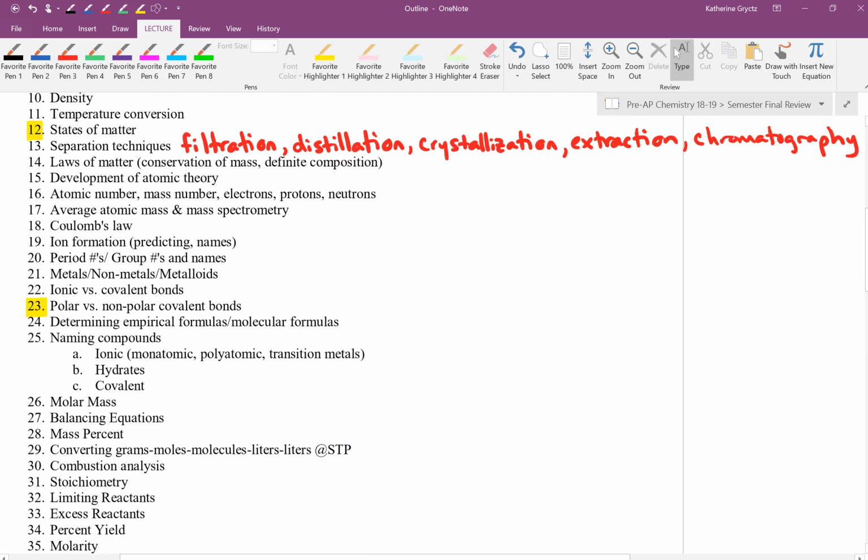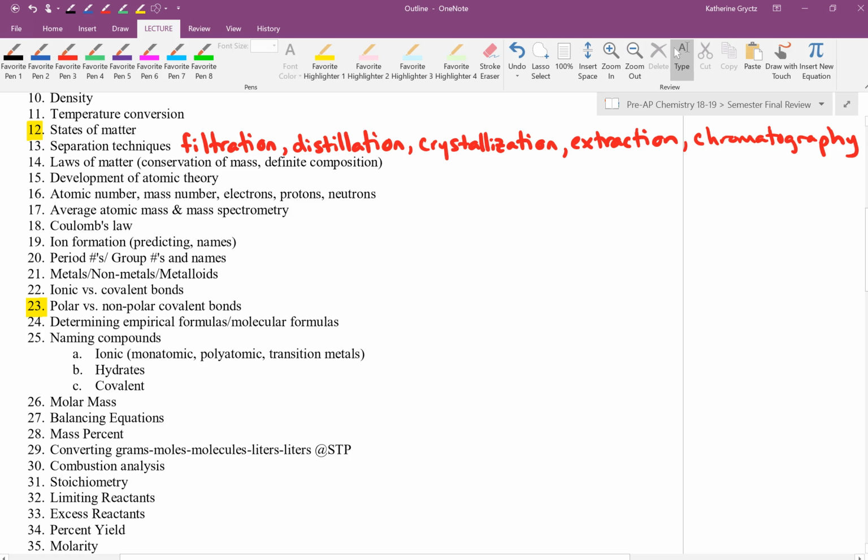Okay, so next thing up is your laws of matter. So you had 3 laws of matter, and we only really used 2 of them in practice. One was just to demonstrate that something actually is true. Okay, but we had the conservation of mass and definite composition. So conservation of mass says if you start with a certain amount of mass, regardless of what form it's in, you've got to end with that amount of mass.